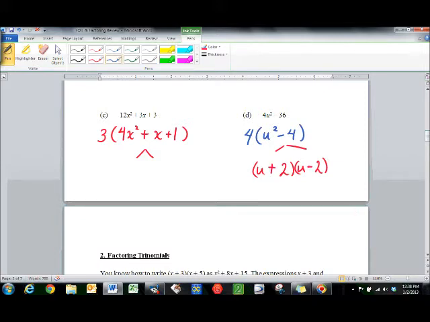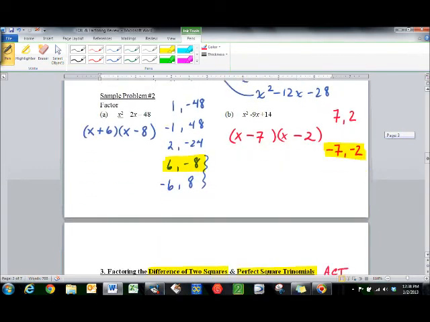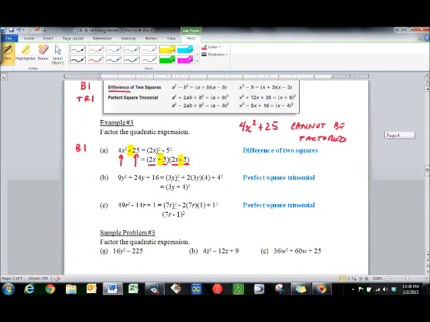Now, if we're talking about the original problem, we have to keep in mind that the 4 is still a common factor, so we now have three factors if this is broken down completely: 4 times u plus 2 times u minus 2. So we factored out the common monomial first, and then we finished by factoring the difference of squares. This is a good example of a difference of squares as well. So let's go back down to our difference of squares pattern.